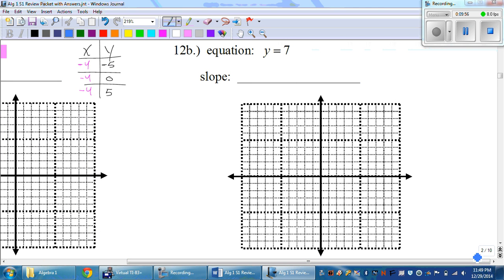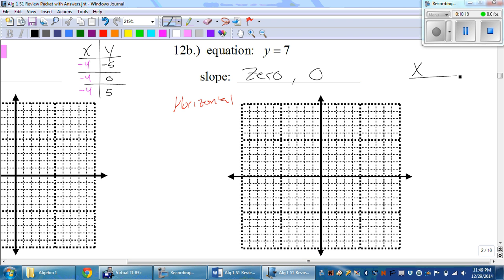Now, 12b, we're going to do the exact same thing. Remember, it's a y equals graph, so it's just going to be a horizontal line, and all horizontal lines have a slope of 0. Okay? You can also write 0, that's fine.